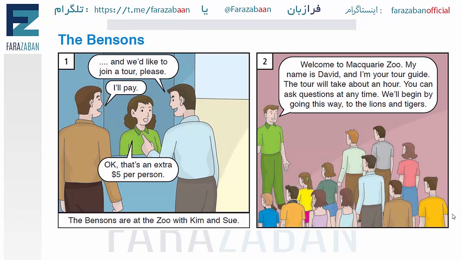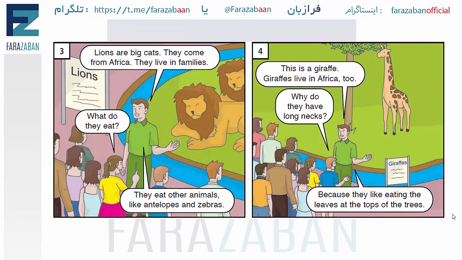Welcome to Macquarie Zoo. My name is David and I'm your tour guide. The tour will take about an hour. You can ask questions at any time. We'll begin by going this way, to the lions and tigers. Lions are big cats. They come from Africa. They live in families. What do they eat? They eat other animals, like antelopes and zebras.